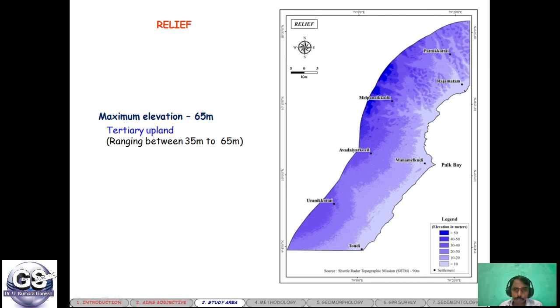Further, to understand the elevation of the study area, the freely available SRTM data was used and processed. It displays that the maximum elevation of 65 meters was noticed over the tertiary upland, with a range of 35 to 65 meters of elevation. In the southern part, the elevation ranges from 40 to 45 meters above MSL.